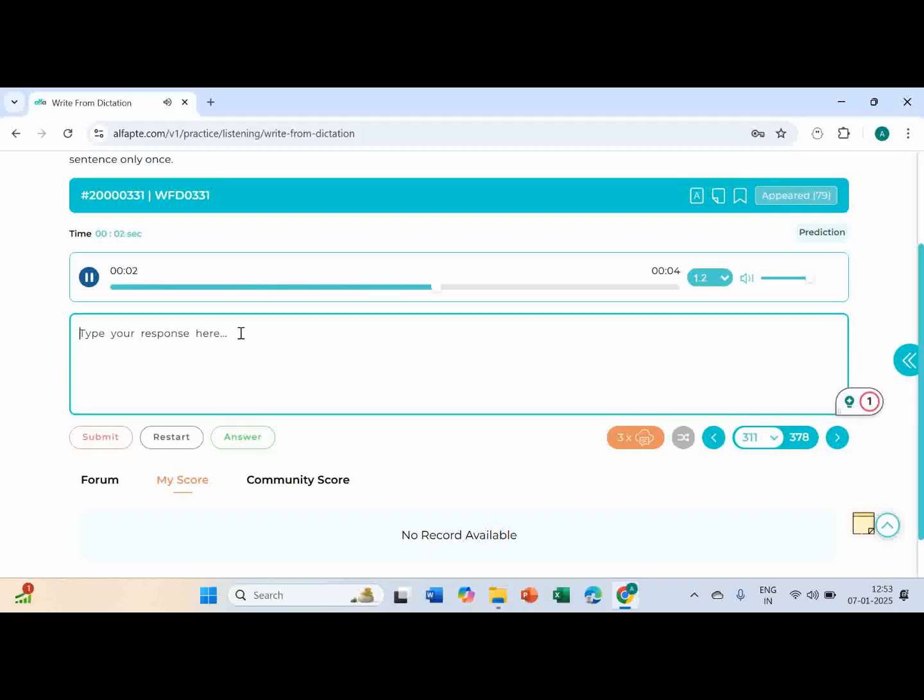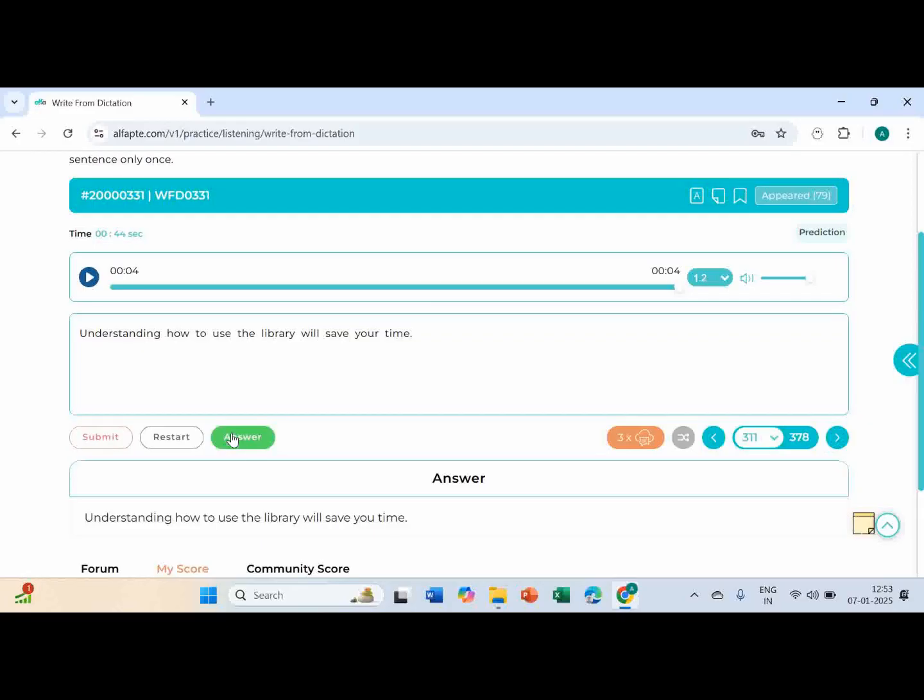Understanding how to use the library will save you time. So next is understanding, how to use, library will save your time. So this is the sentence. Understanding how to use library will save your time. So let's use the library because library is a noun. Understanding how to use the library will save you time. Next one.